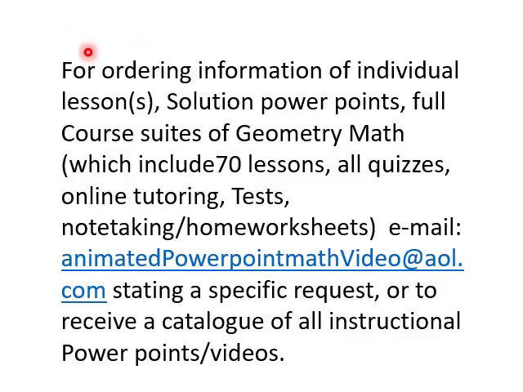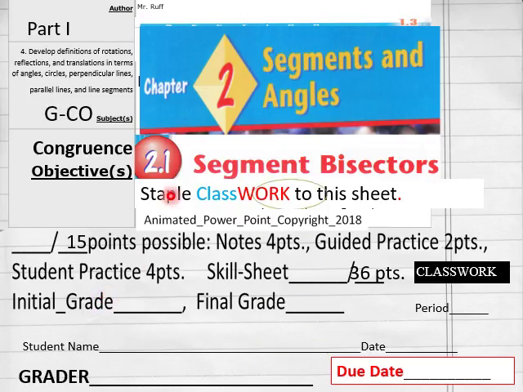Hello everybody. Today we're going to do 2.1 segment bisectors as a lesson in geometry math. And here's my contact email. 2.1 segment bisectors. We have 36 points here of classwork and then 15 points worth of notes to take.